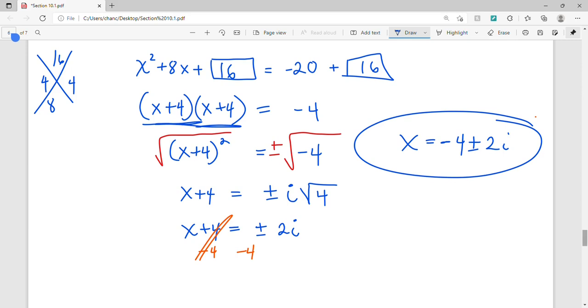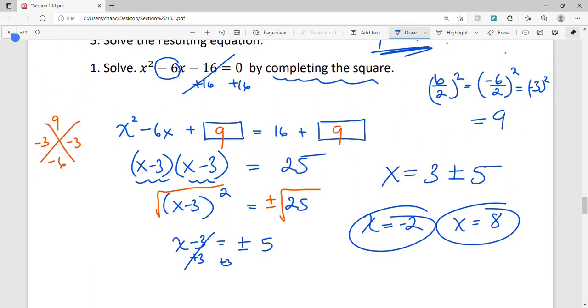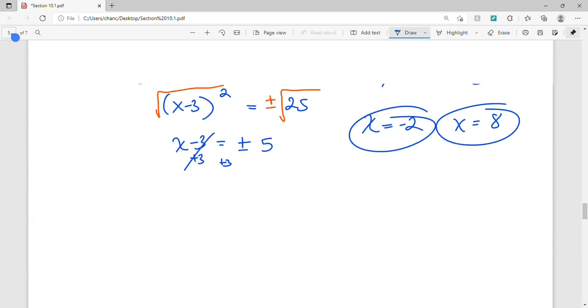Now you will see a pattern. If you look at the previous question, we have a 3 and a negative 3. And if you look at this question, we have a 4 and a 4. So will this always be the same number? Yes, if you complete the square properly, these two will always be the same number.